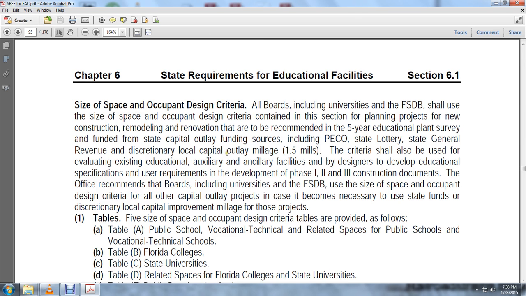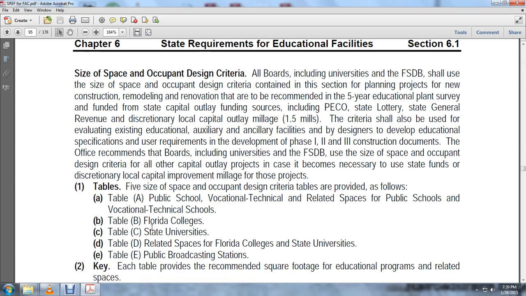The size, space, and occupant design criteria tables are provided as follows. Table A, public schools, vocational technical related spaces of public schools and vocational technical schools. Table B, Florida colleges. Table C, state universities. Table D, these are criteria tables as provided. Related spaces of Florida college and state university public broadcasting stations.